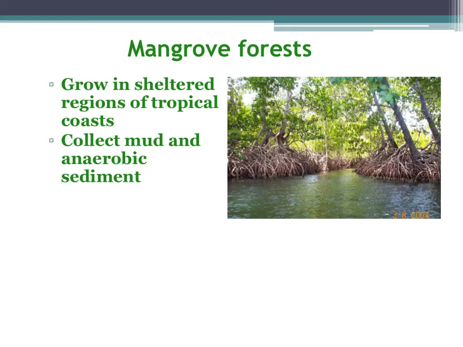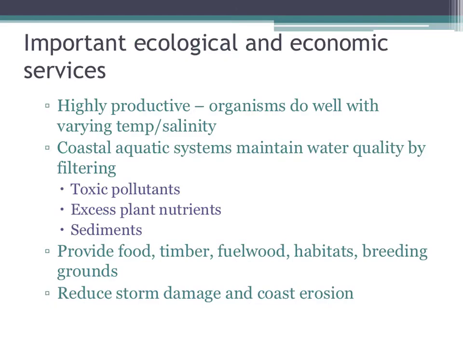They collect mud and anaerobic sediment. They are excellent filters. If there's pollutants on shore, they will catch them and filter them out. The problem is a lot of our mangrove swamps are actually being destroyed right now and drained, or they're being used to purposely raise fish, and that's really wreaking the ecosystem.